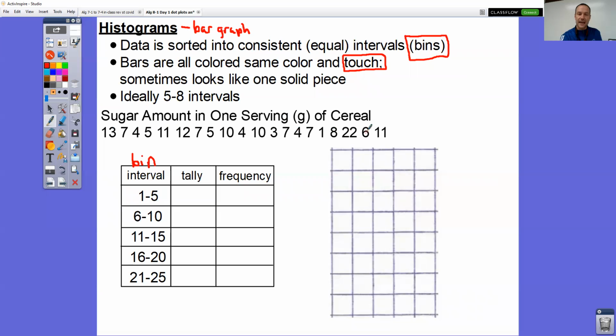So we're using that same sugar in the cereal data that we used before for the dot plot. But here's what you're going to do. Now, tallies. A tally is a way to keep track of how many there are. You have the one, the second time you have one, you put another tally mark. The third time you put another tally mark. The fourth time you put another tally mark. But then on the fifth one, you group them together. So it's easy to group together in groups of 5, and that way you can count them up quickly.